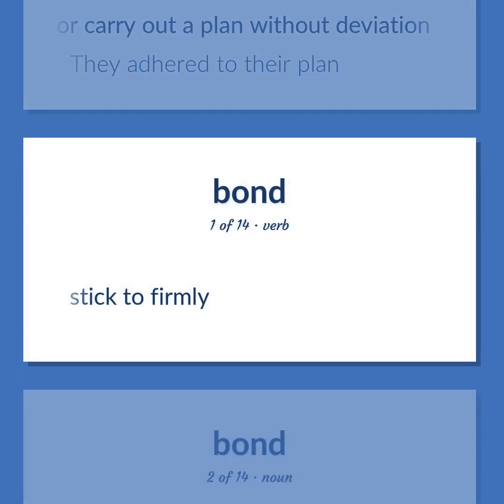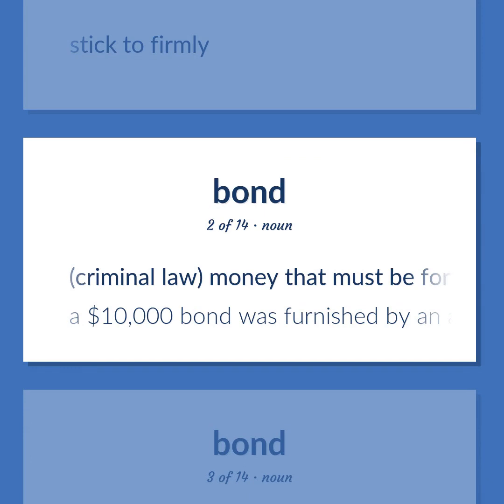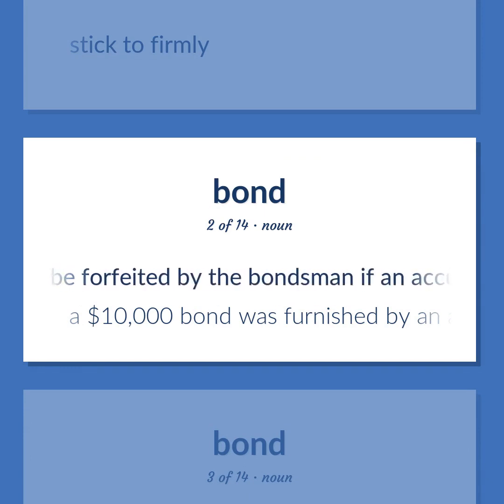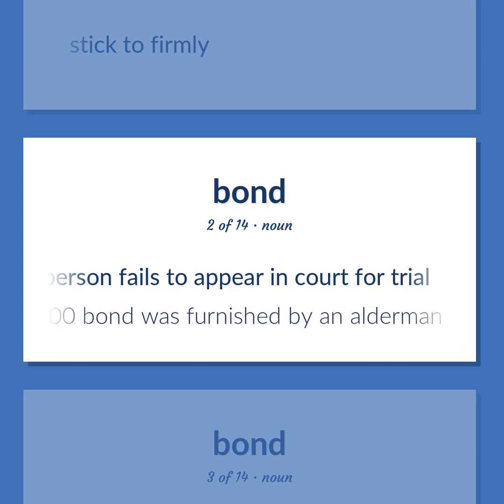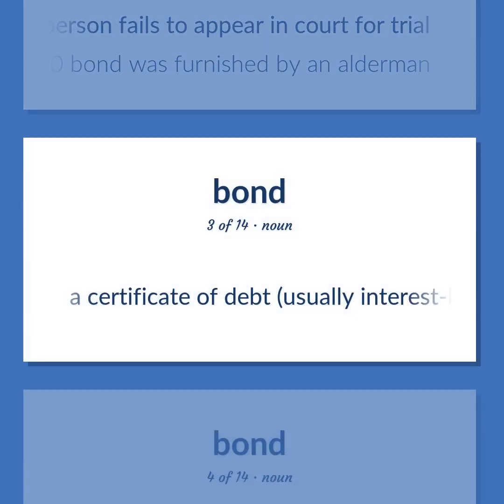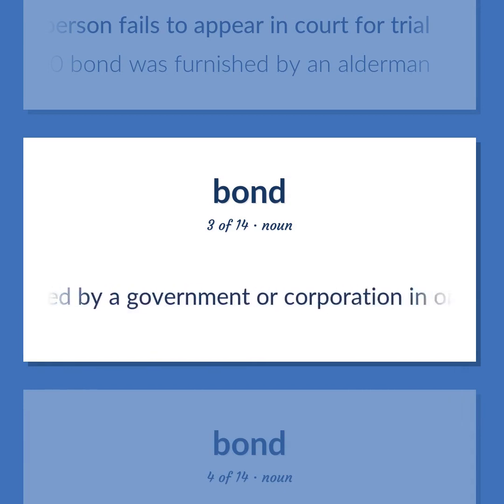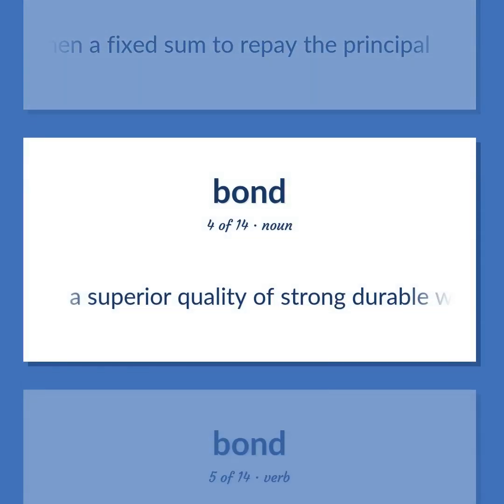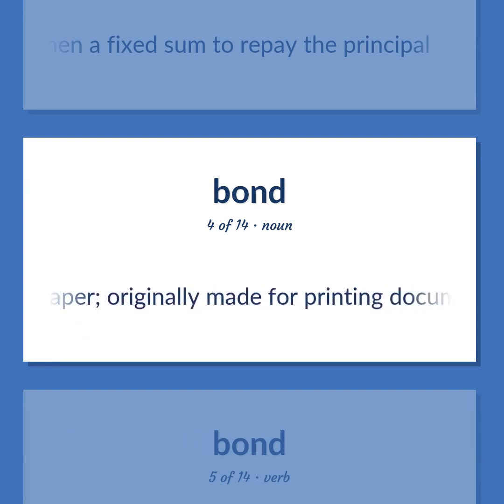Stick to firmly. Criminal law. Money that must be forfeited by the bondsman if an accused person fails to appear in court for trial. A $10,000 bond was furnished by an alderman. A certificate of debt, usually interest-bearing or discounted, that is issued by a government or corporation in order to raise money. The issuer is required to pay a fixed sum annually until maturity and then a fixed sum to repay the principal. A superior quality of strong durable white writing paper, originally made for printing documents.